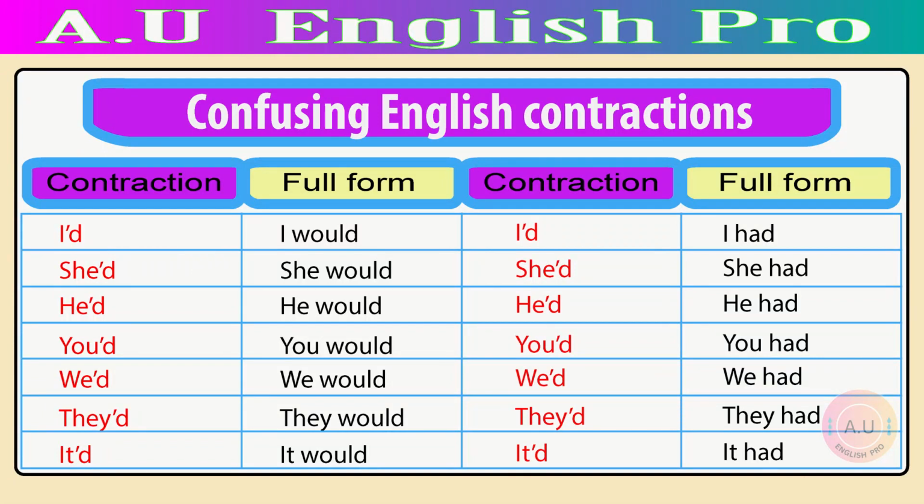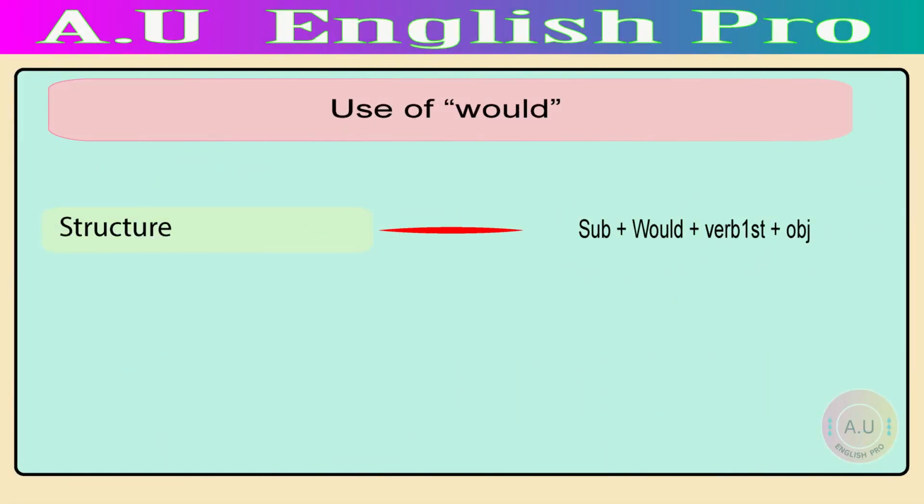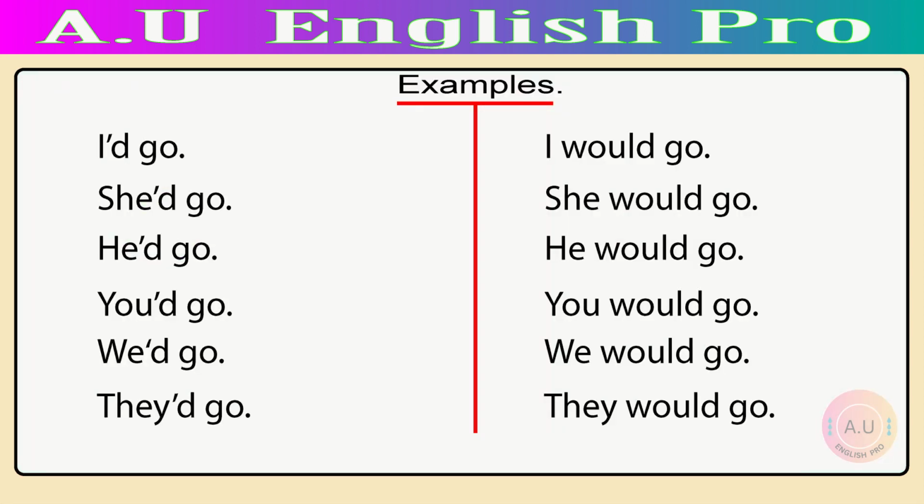So friends, the question is how can we recognize in the sentence whether it is 'I would' or 'I had', whether it's 'she would' or 'she had', whether it's 'he would' or 'he had', because both contractions are the same. So friends, as you know, we have already studied the use of would, and according to the structure of would, we use subject plus would plus verb in first form plus object. So our first example is 'I'd go'. So friends, here we are using the first form of the verb.